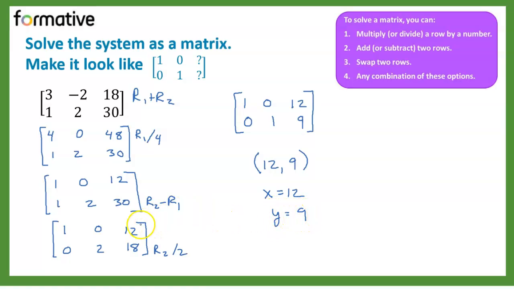Again, you could verify this in Desmos. You could go over to Desmos, type in 3x minus 2y equals 18, 1x plus 2y equals 30, and see where it crosses. See if it crosses at 12, 9.